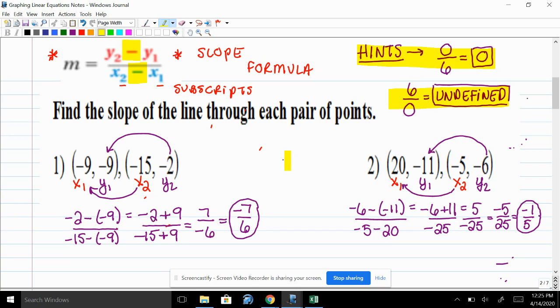Everything else, just keep track of your signs. Make sure you reduce fractions and make sure that you put your negatives on the top.